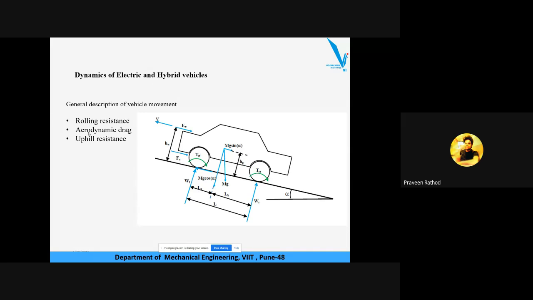We need to understand exactly what the rolling resistance, the aerodynamic drag, and the uphill resistance are. For the uphill resistance, we have different types. I guess all of you understood how the forces act on the vehicle. These are the normal forces acting whenever the vehicle moves uphill. Considering a bike or any type of vehicle, these are the forces acting on it. This is the dynamics of electric and hybrid vehicles.